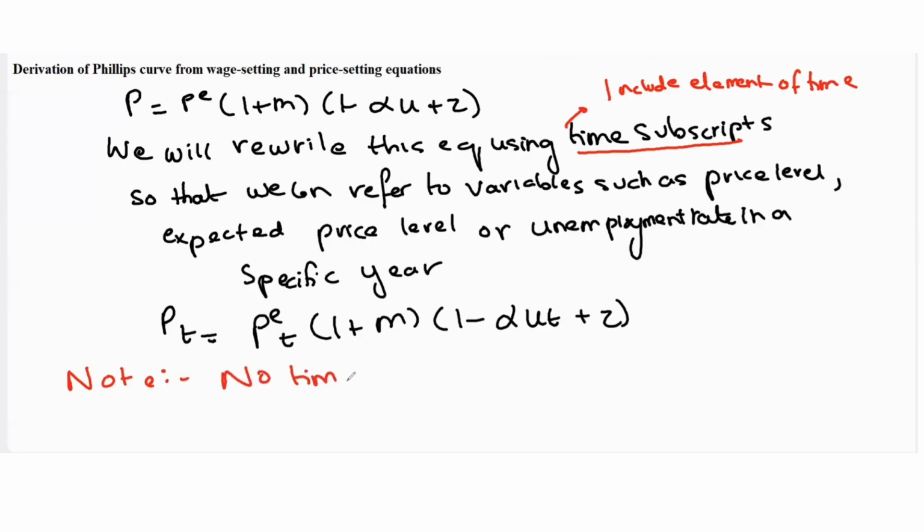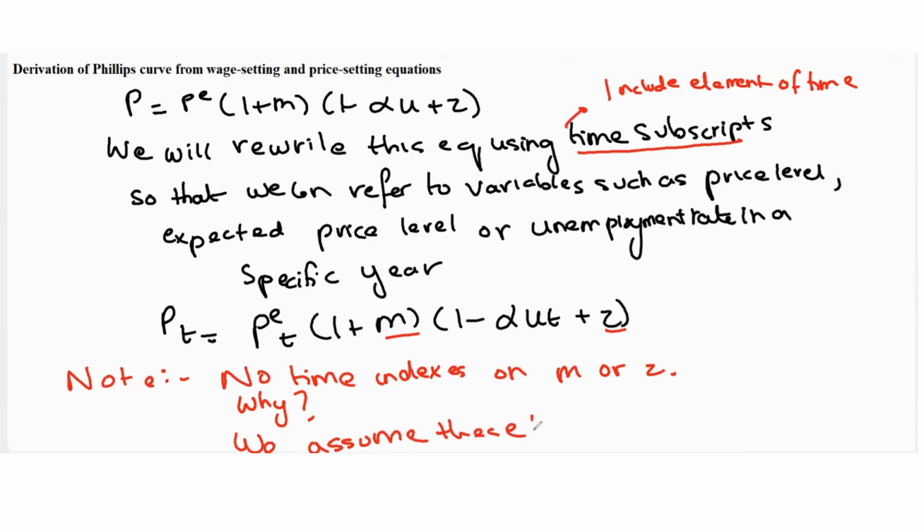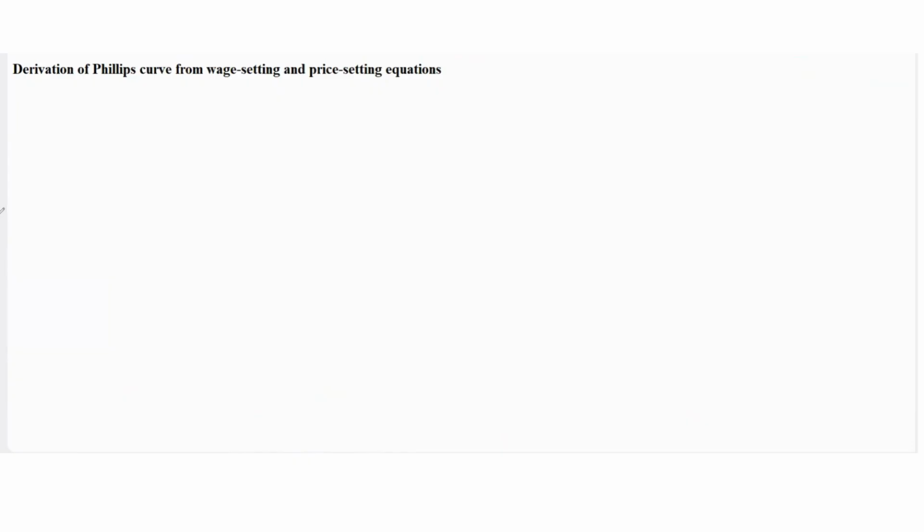So now something to note here is the time indexes. Note that there are no time indexes on m or z. I do not add a t here or here. Now, why is that? We assume these to be constant, because they're not changing over time, so you do not need a time subscript for them. Right, so this was step one, where we substituted WS into PS and then added time subscripts to the equation that we get.